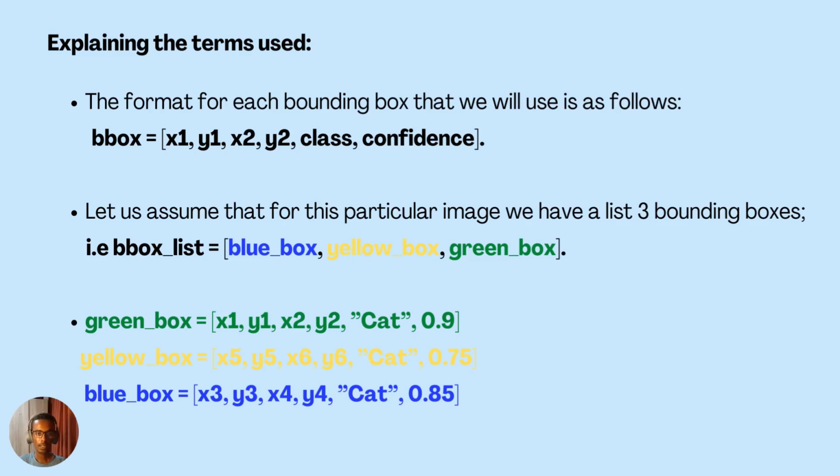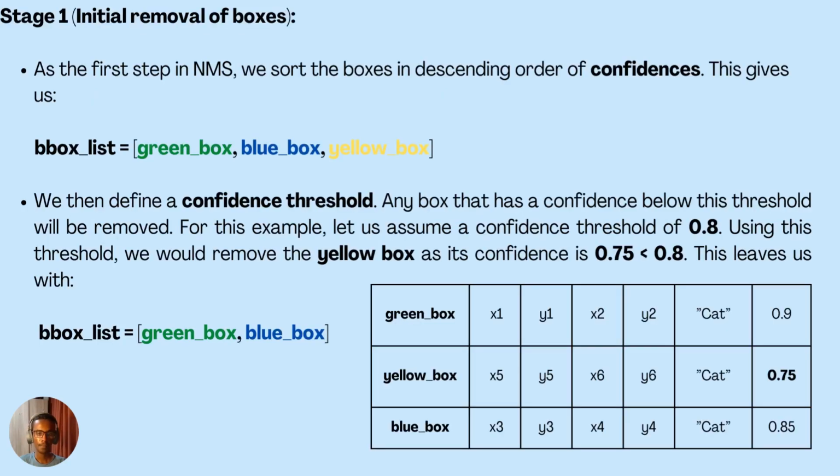Now let us assume that this particular image has three bounding boxes, a blue box, a yellow box, and a green box, and we put them inside of a list. We can represent the green box by using the coordinates as shown here, and the class will be a cat, and 0.9 is the confidence score. We do the same for the yellow box and the blue box. As we can see, the confidence score for the green box is higher than the yellow box and blue box. And the class is the same for all of these boxes. So we can only compare the boxes for each class.